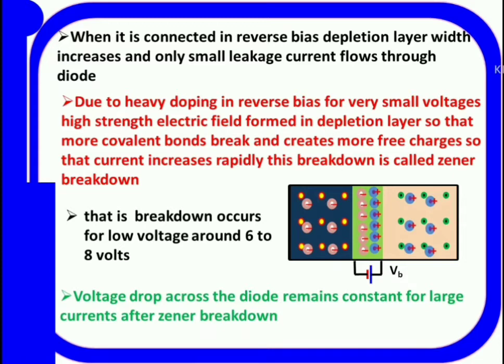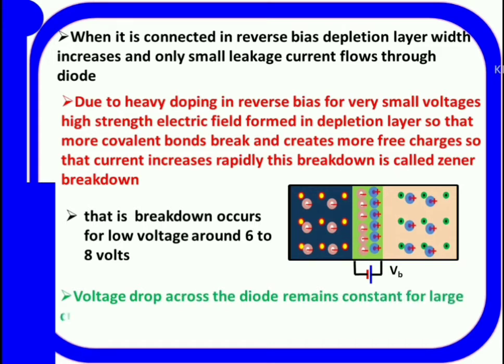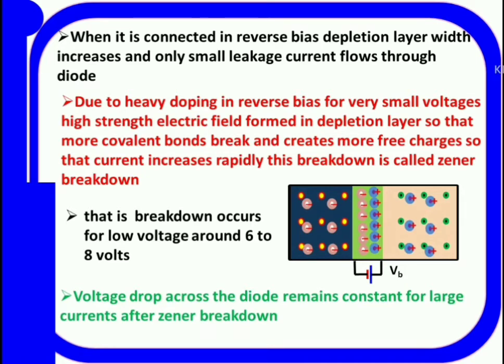So if you dope heavily, then that diode, when connected in reverse bias, will reach the breakdown voltage at very low values. Now one more advantage is, after reaching the breakdown voltage, the voltage drop across the diode is almost constant for large values of current. So once the diode reaches breakdown, the voltage drop across the diode is always constant. That means there is no significant change in voltage observed across the diode. It supplies a constant voltage. Based on this basic principle, the Zener diode is constructed.